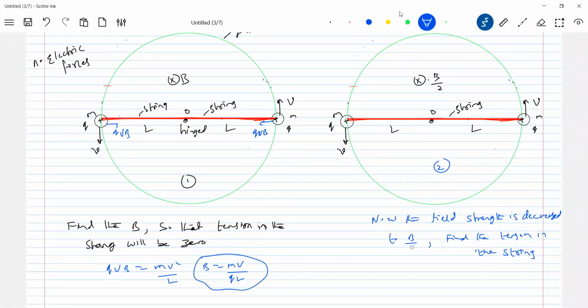He's putting a condition. Let the field strength be decreased to B by 2. Same speed, they are projected as usual. You can look at this one. Then what are the forces that will be acting? The magnetic Lorentz force QVB by 2. Then tension.